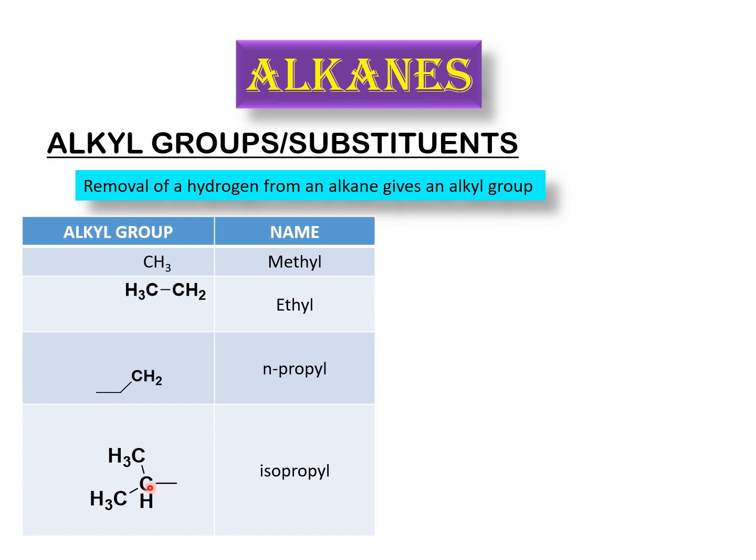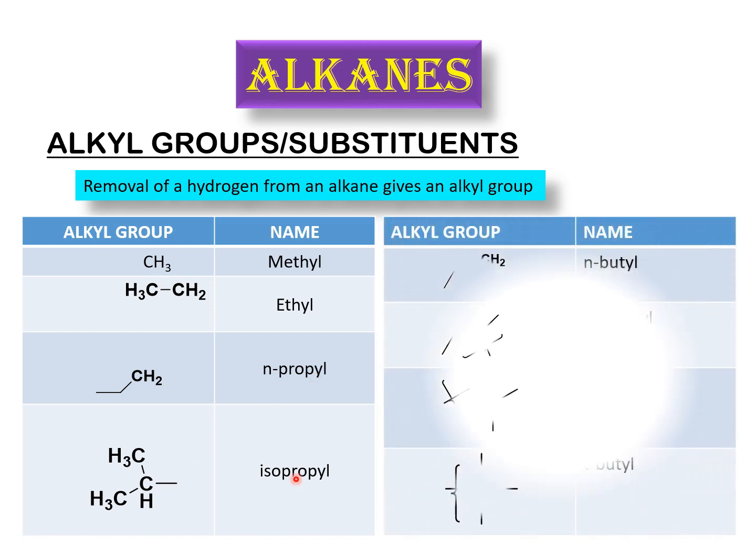If the attachment to the main chain is from the 2nd carbon, then we say that it is an isopropyl group. Both have 3 carbons in this alkyl substituent, but the attachment of one is from the 1st carbon, from the primary carbon, and the attachment of the 2nd is from the secondary carbon. This is N-propyl and this is isopropyl.